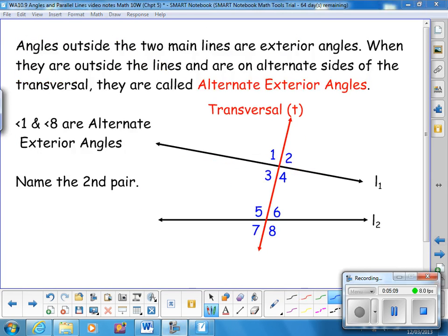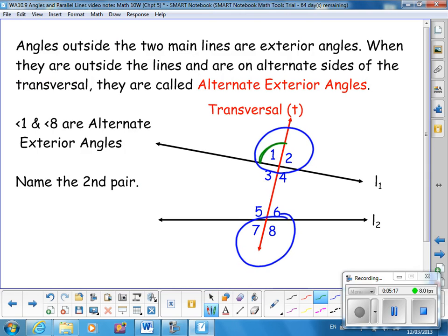Now the same thing happens with exterior angles. So 1 and 2 are exterior, 7 and 8 are exterior. 1 is exterior on the left, 8 is exterior on the right. So those two are alternate exterior angles. The other set would be 7 and 2.